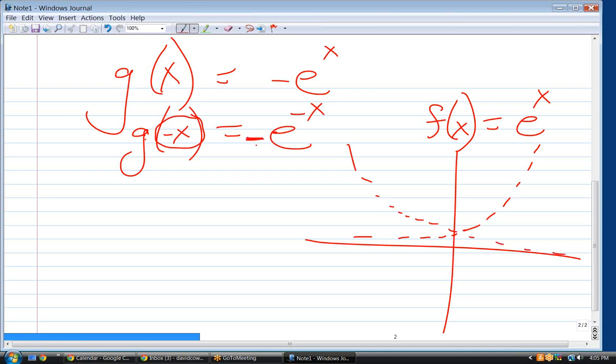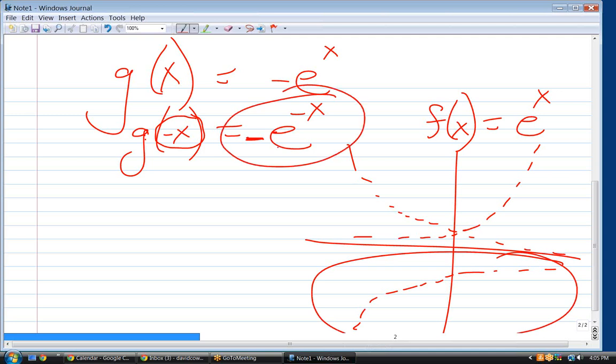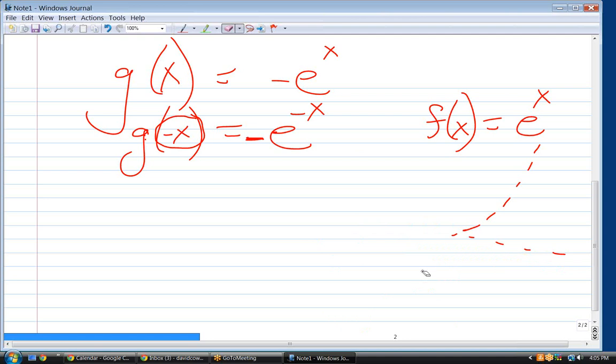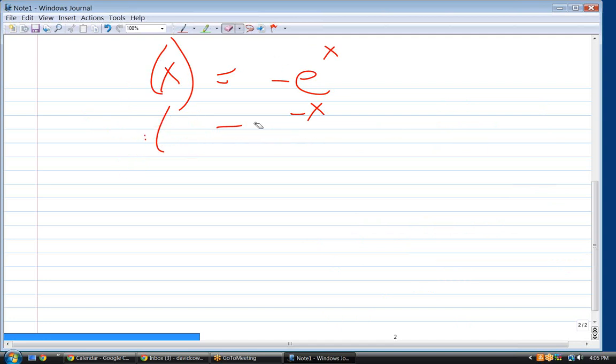And if you have both of them going on, then you do both. You reflect over the y and then reflect again over the x. So this would be the final, that would be negative e to the negative x. And that's about as hard as they're going to get. Yeah, no. These are the tougher ones, where e is involved, or exponentials are involved. What other ones do you have?